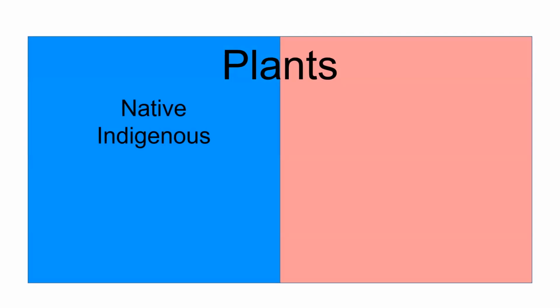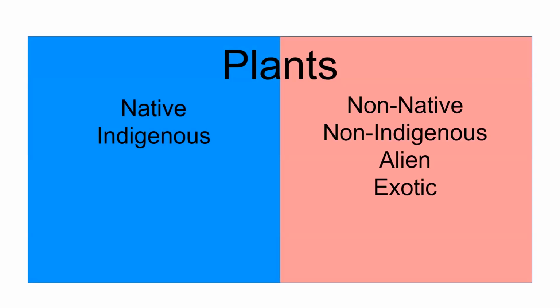The first one is going to be native or indigenous. That means it was here, it's been here, it was here before colonizers came. So for quite a bit of time. And then the other box is going to be our non-native, our non-indigenous, our alien, or exotic. All those terms in each rectangle are synonymous. You can call it non-native or exotic. They are interchangeable.